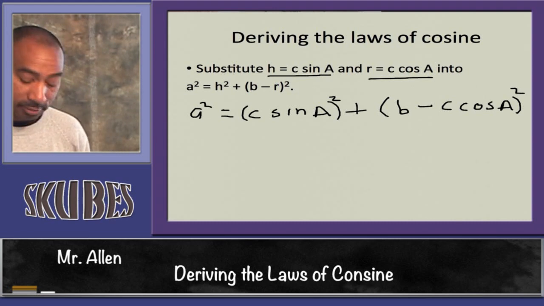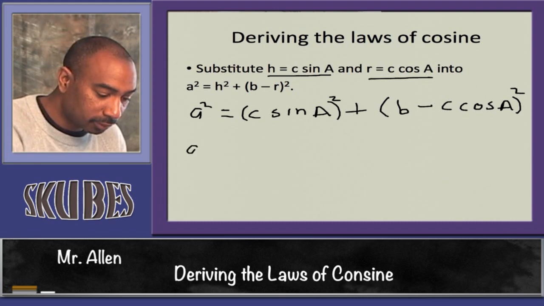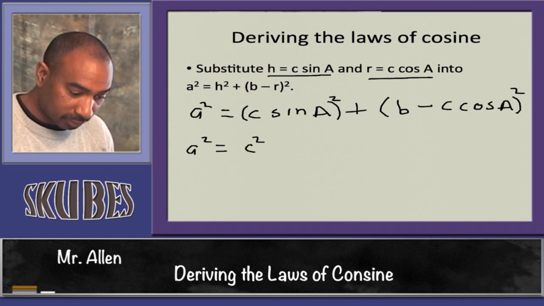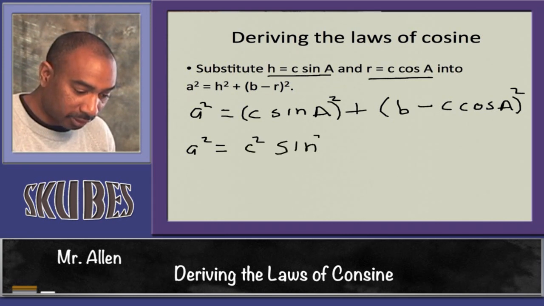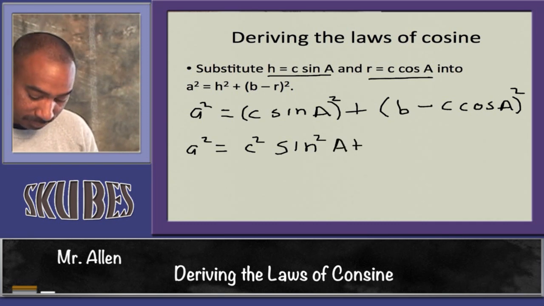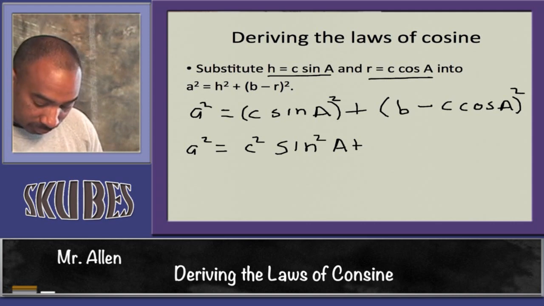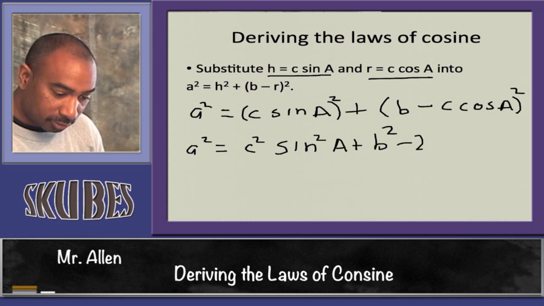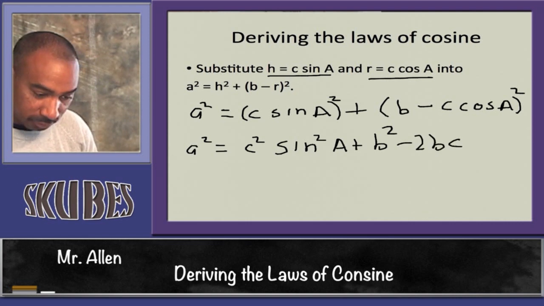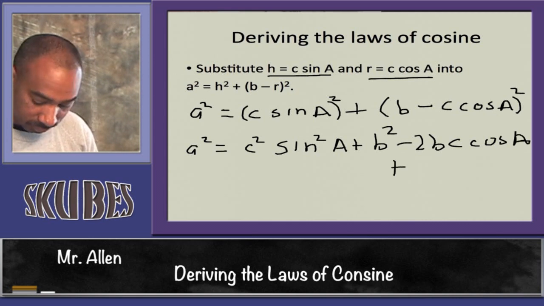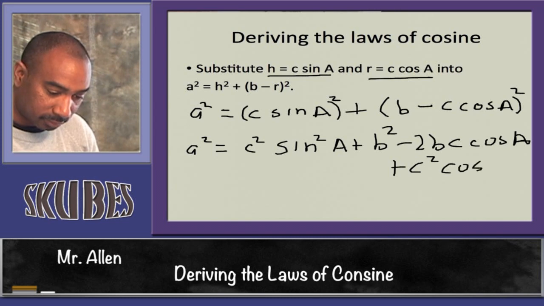And we just simplify this. So this is going to be c squared sine squared A. This is a binomial, so you're going to get a middle term. So you get plus b squared minus 2bc cosine of A plus c squared cosine squared A.